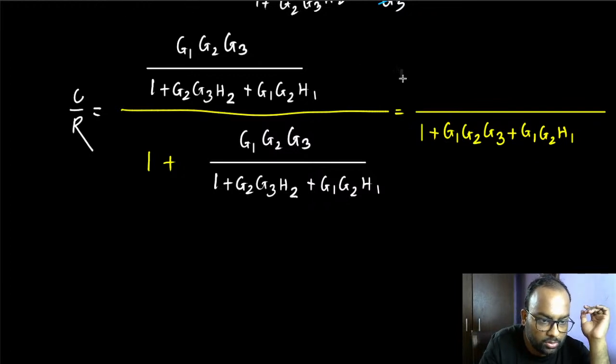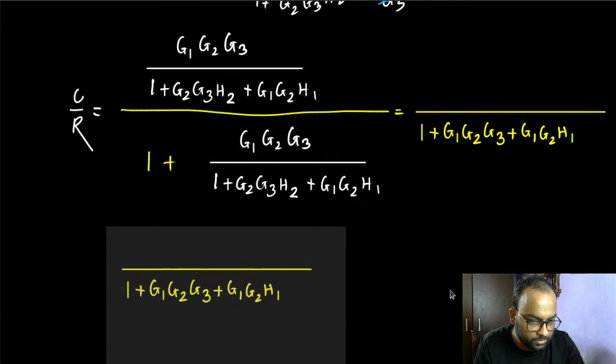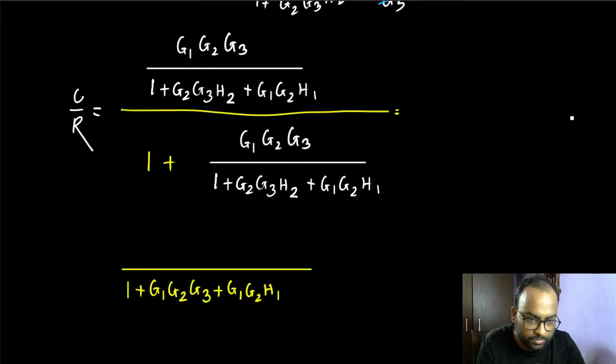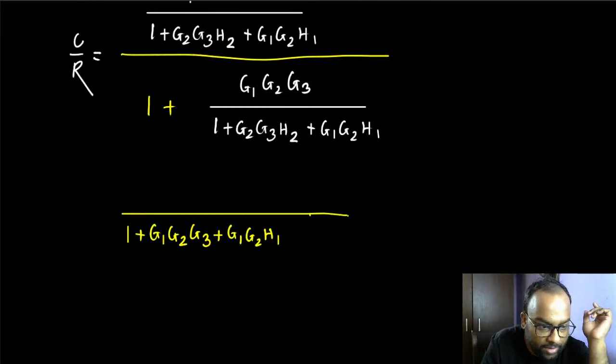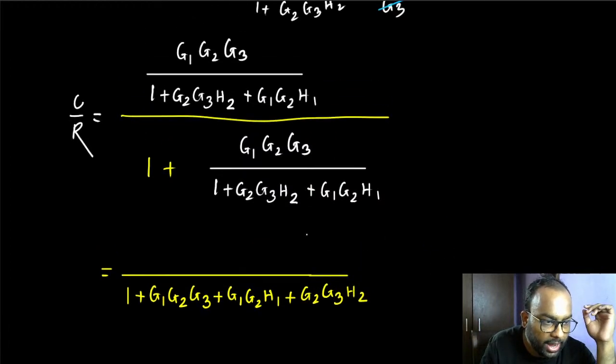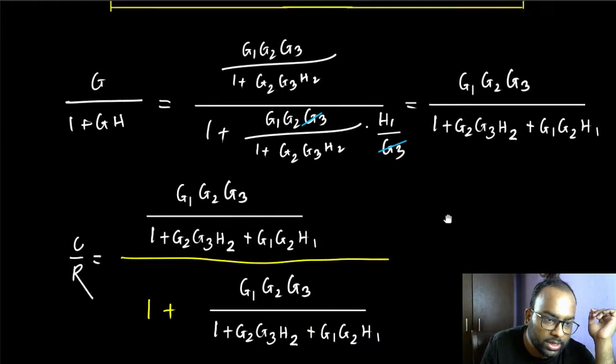Let's move this to the downside. Okay, and we have 1 plus G1 G2 G3 plus G1 G2 H1 plus G2 G3 H2, and on the numerator I have G1 G2 G3. Yeah, that's the total equivalent transfer function.